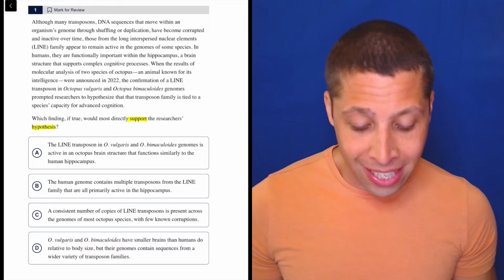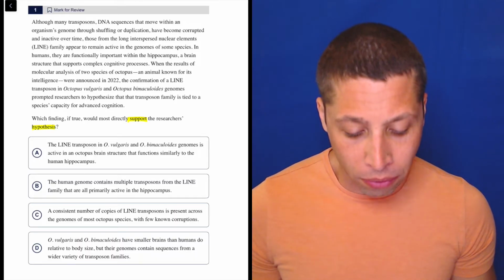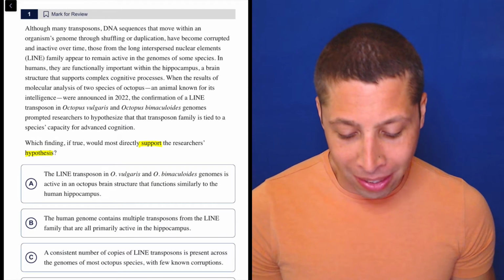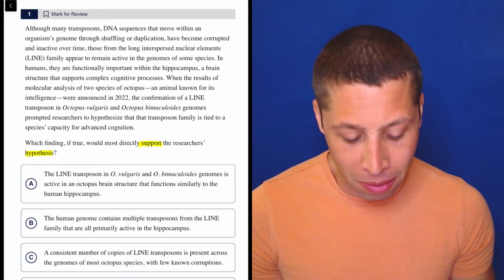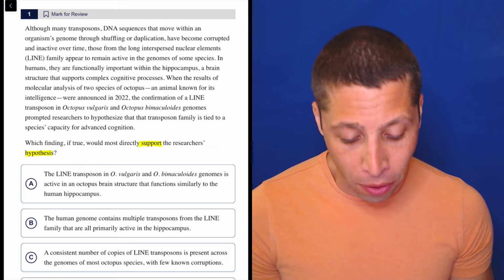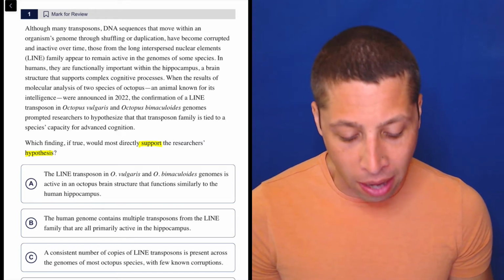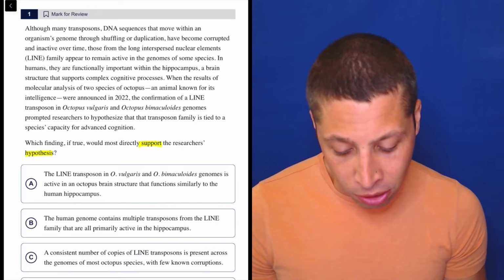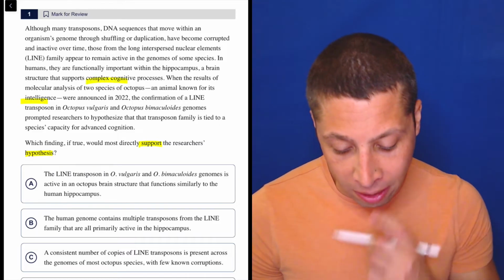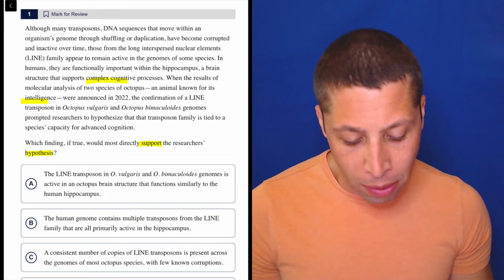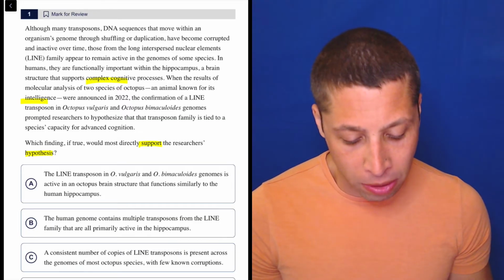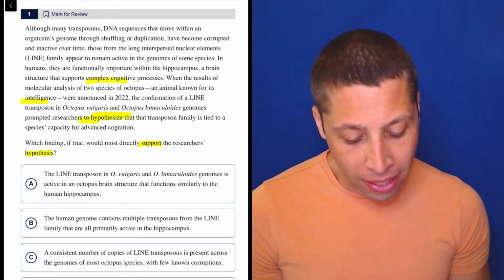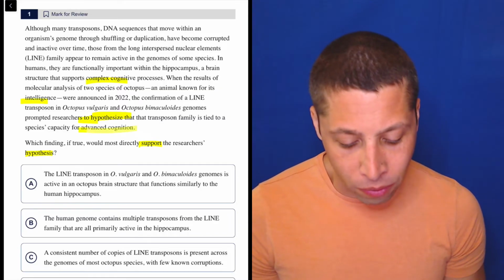Although many transposons, DNA sequences that move within an organism's genome through shuffling or duplication, have become corrupted and inactive over time, those from the long interspersed nuclear elements, LINE, family appear to remain active in the genomes of some species. In humans, they are functionally important within the hippocampus, a brain structure that supports complex cognitive processes. When the results of molecular analysis of two species of octopus, an animal known for its intelligence, were announced in 2022, the confirmation of a LINE transposon in Octopus vulgaris and Octopus bimaculoides genomes prompted researchers to hypothesize that the transposon family is tied to a species' capacity for advanced cognition.